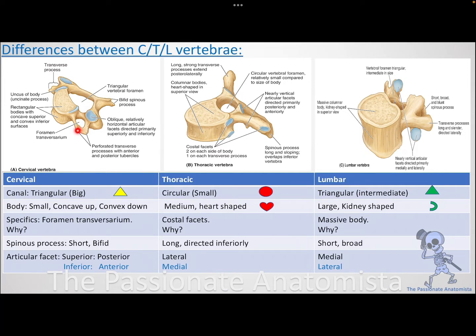Because we have something called the vertebral artery. You guys have your heart in your chest, right? And then you have the aorta, and on the right side you have the brachiocephalic, and on the left you have the common carotid and subclavian. And from the subclavian, here, you will have the vertebral arteries.